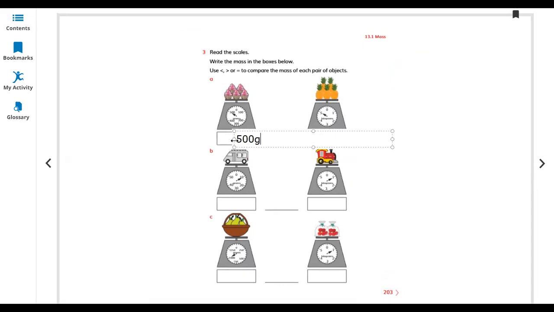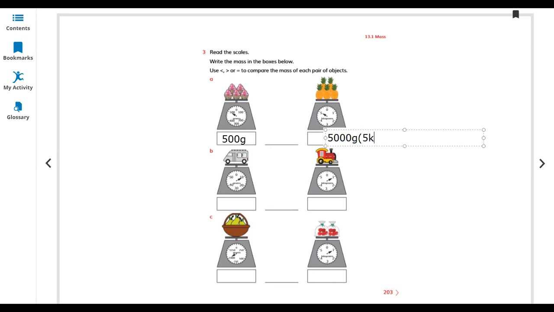Gram. And here 5 kg, 5 kilo. 5 kilo equal to 5000 gram. We should have on both sides the same unit. If they're gram, so there should be gram. So like this, we can easily find decimal grade.